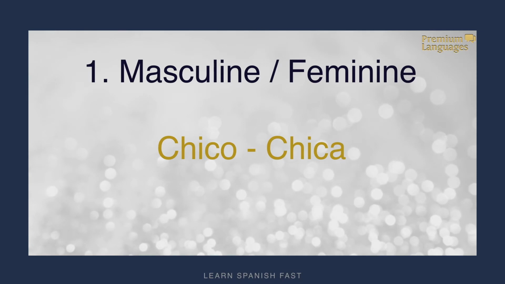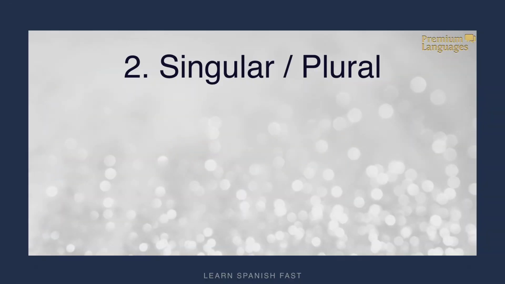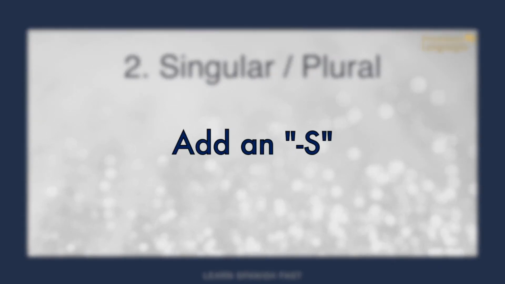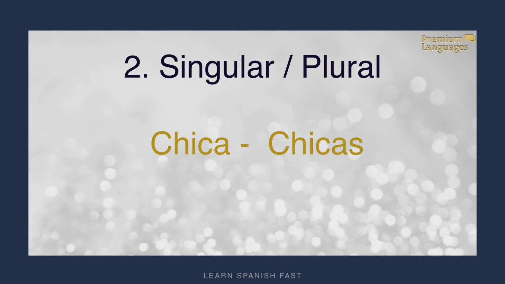Think German or Russian. Number two, you might not be surprised, but we also have singular and plural. And in most cases, you just need to add an S to the word to form the plural. So, chica, a girl, chicas, girls.